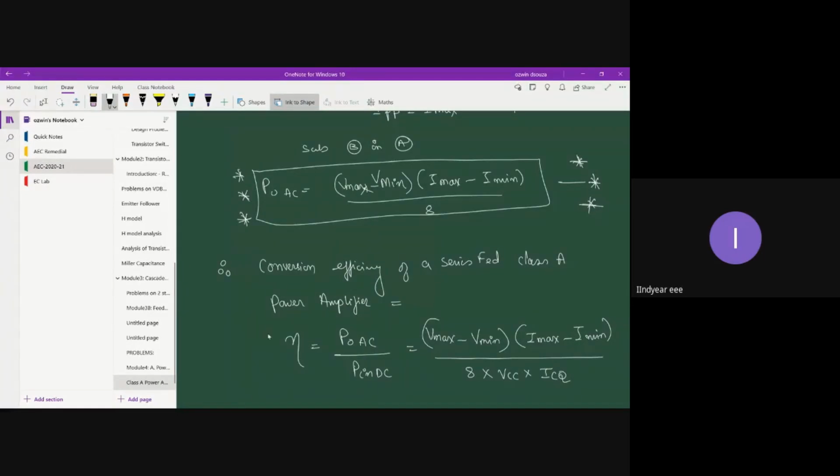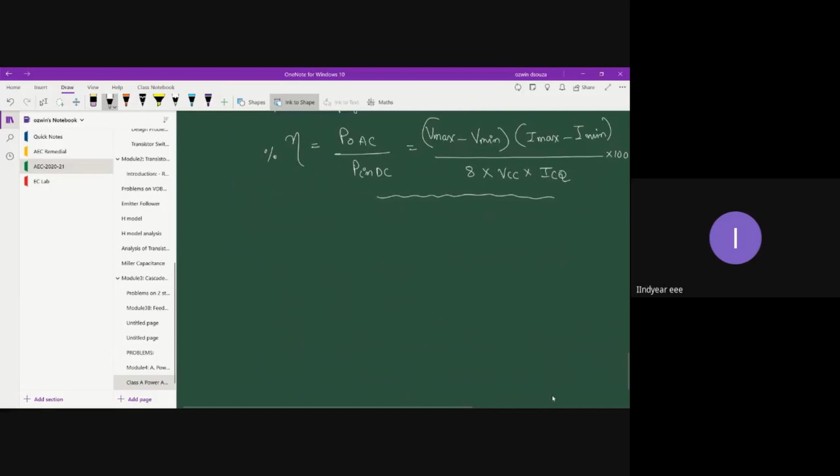In terms of percentage efficiency, what you should do is multiply by 100. Okay, this is the expression for power. Fine. Next we have the expression for maximum efficiency. In bracket, let me write eta max.